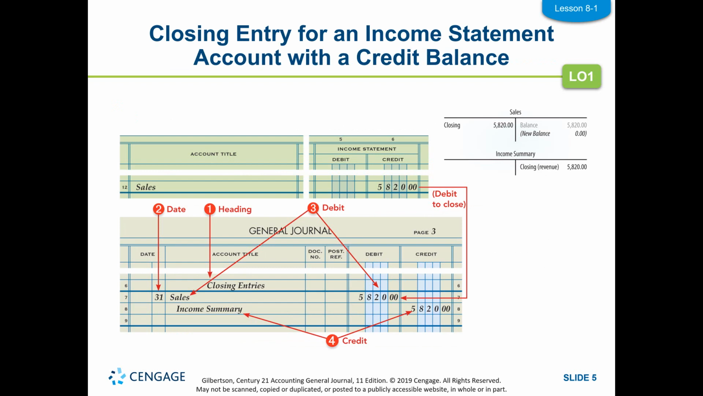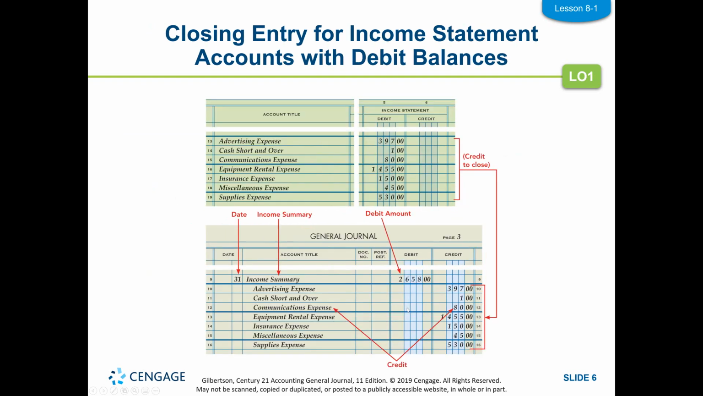Let's take a look at how this will look. My first closing entry is going to be to close my revenue account. When I look here at my income statement column, I can see that sales has a credit balance of $5,820. So I need to get sales to zero. So I need to debit sales $5,820 because that would get me to zero. I can't have a debit without a credit, so I have to close it into something, and that something I'm closing it into is going to be my income summary account, and again, just a temporary account.